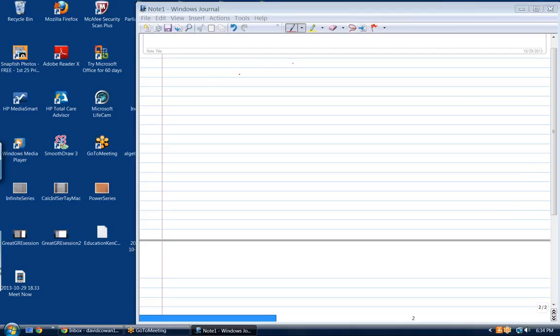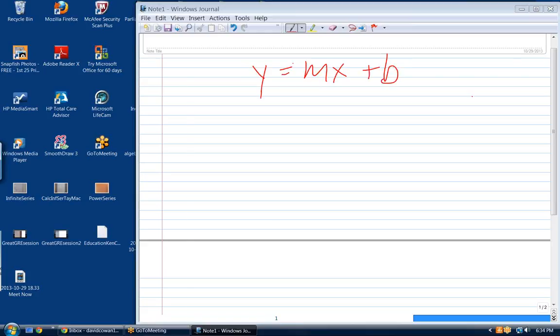Slope-intercept form is what? What's the general equation? I think that's y equals mx plus b. What's m? The slope. And what's b? B is the y-intercept.